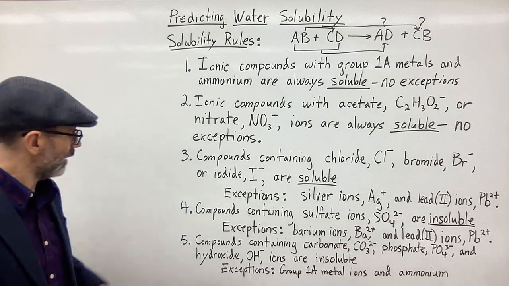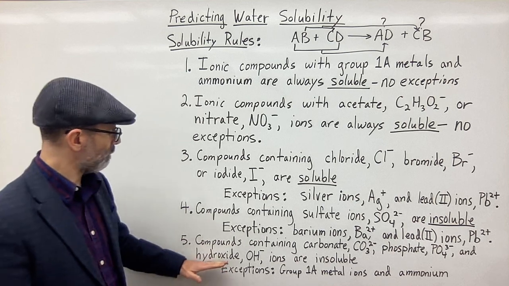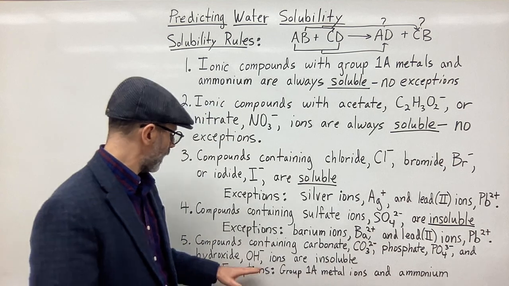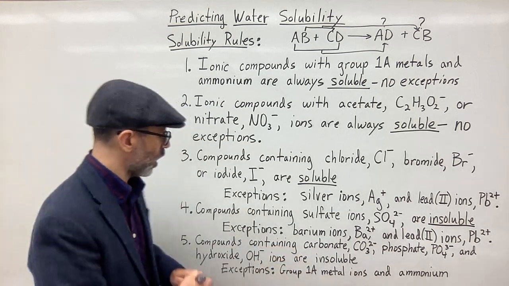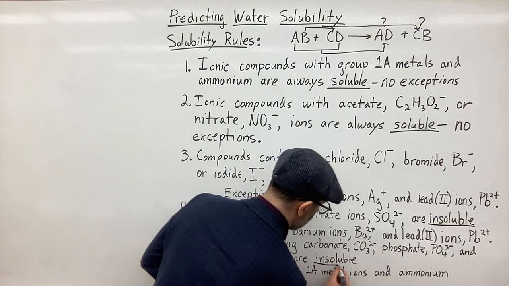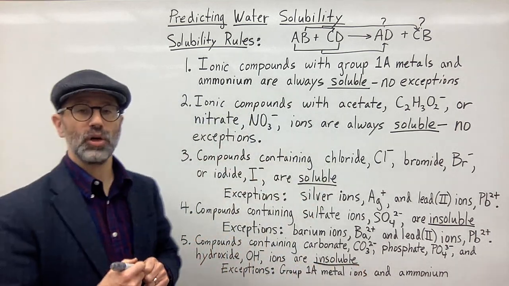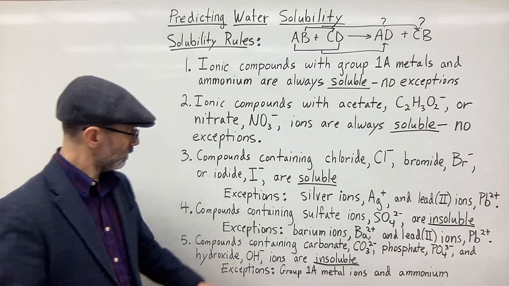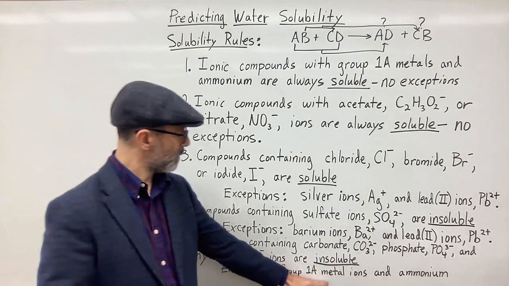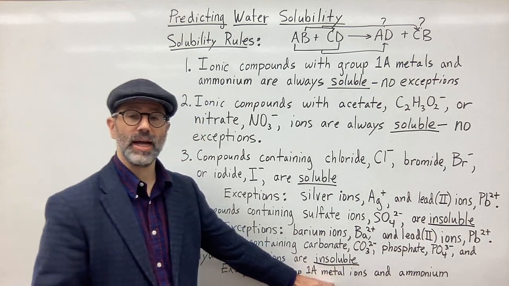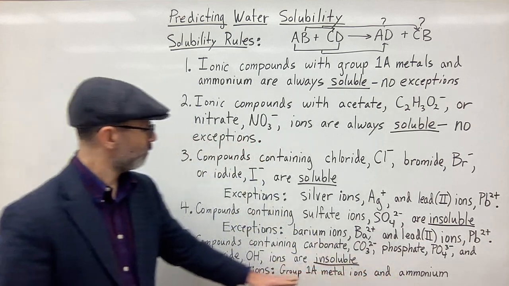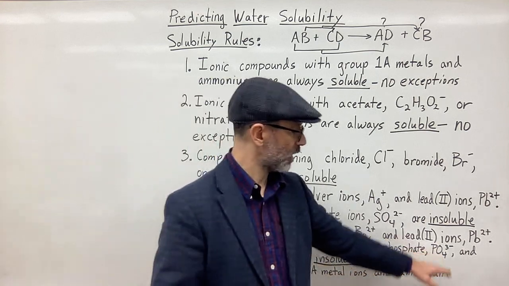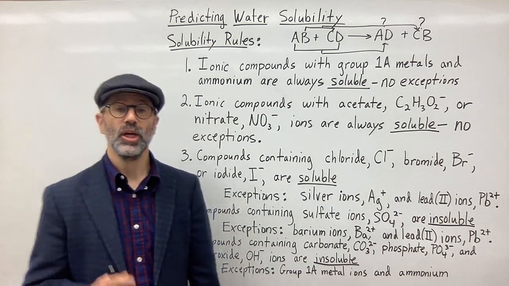Okay. And last but not least, we have the compounds that contain carbonate, phosphate, and hydroxide. Those again are going to be insoluble, generally speaking. They're not going to be soluble in water. They are going to form precipitates, except group 1 metals. So the group 1 metal ions and ammonium, if they are together with a hydroxide, carbonate, or phosphate, those are going to be soluble in water.